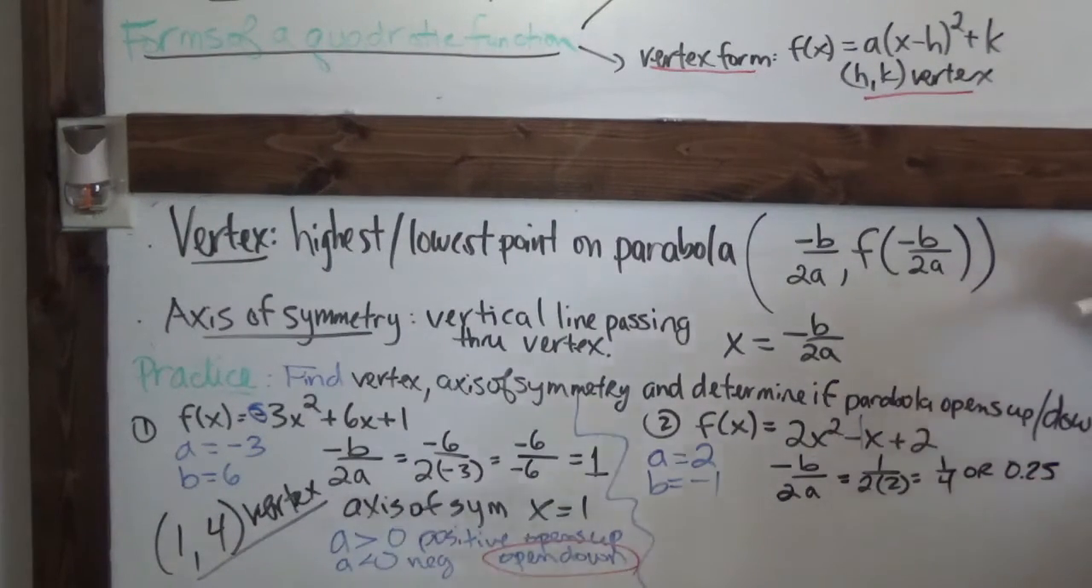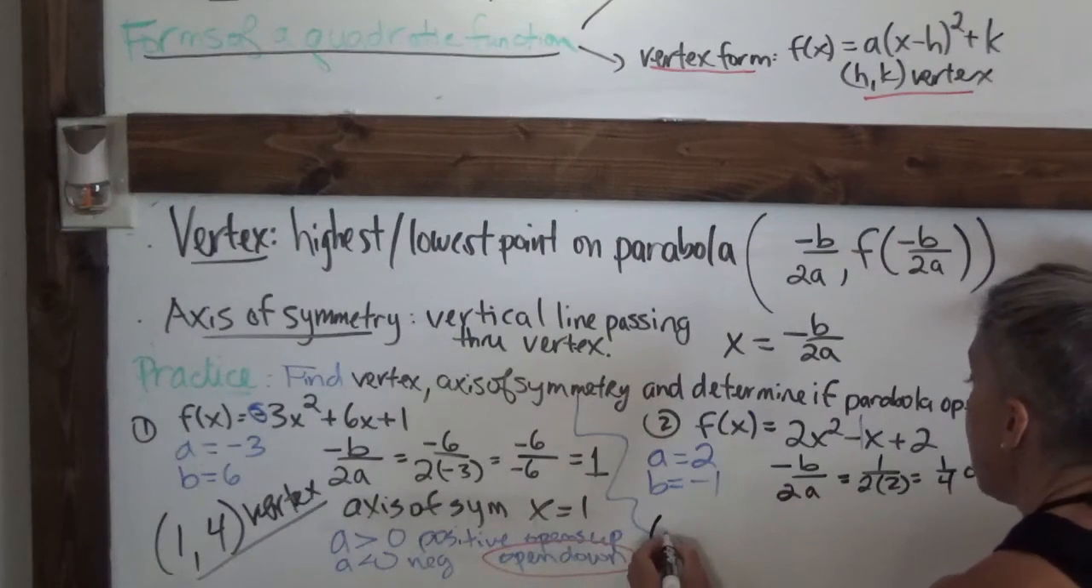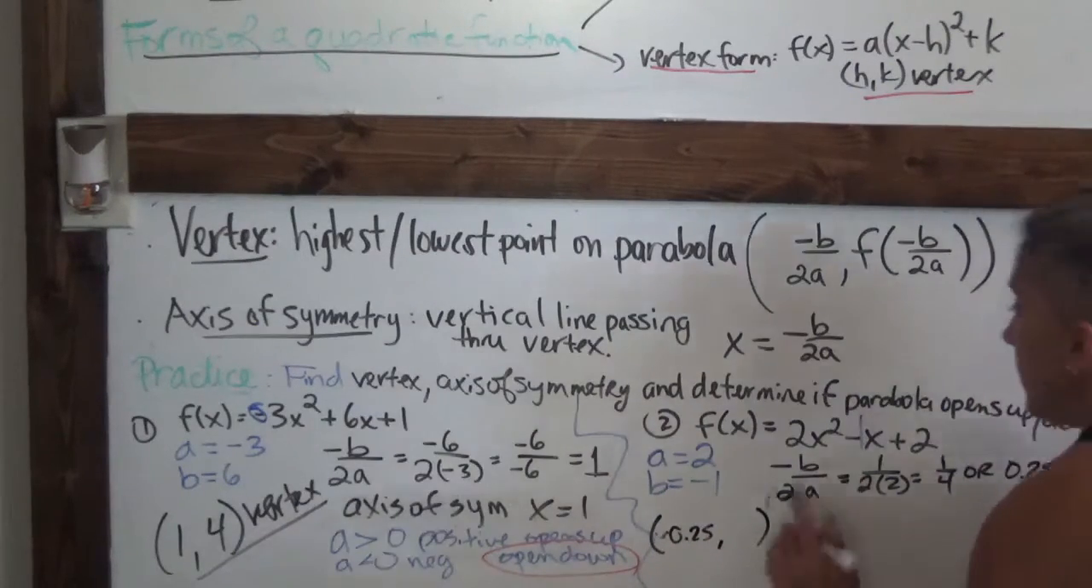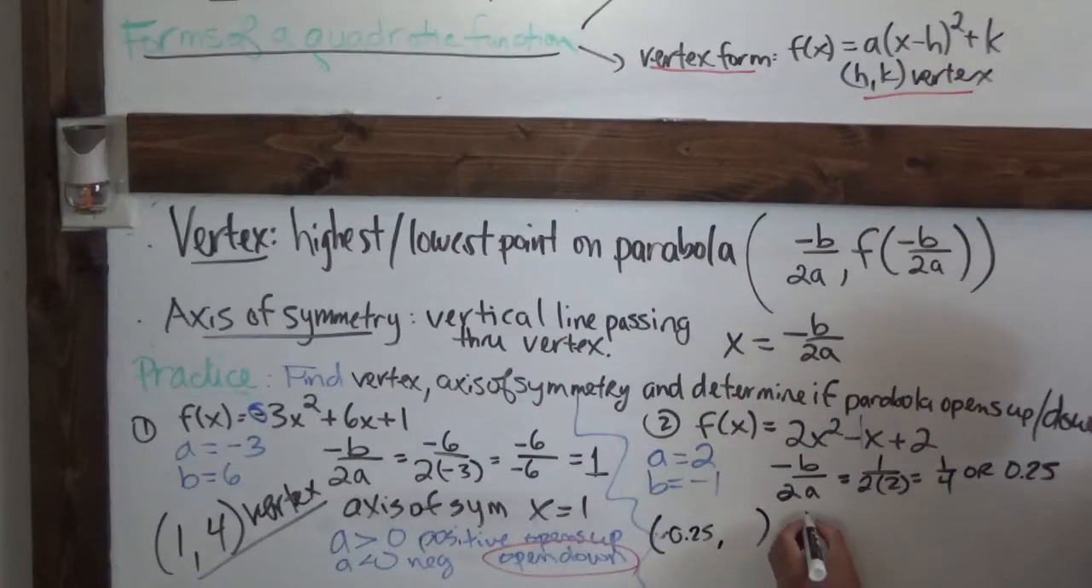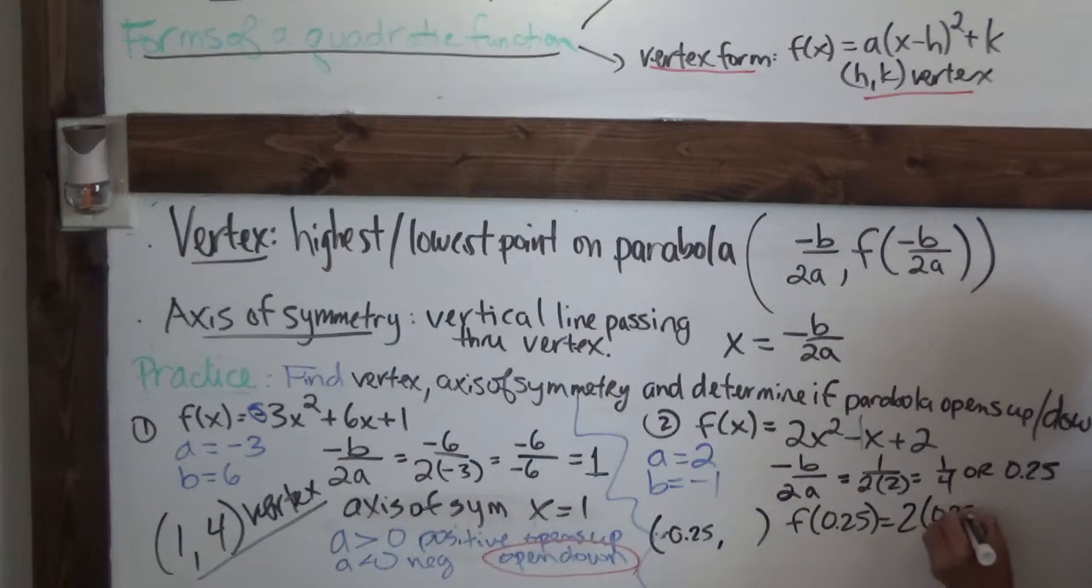I need to take this answer and plug it into this equation here. So I'm doing f of 0.25, going back in here and plugging in 0.25 for the x. 2 times 0.25 squared minus 0.25 plus 2. My suggestion for you here is to use your calculator to plug things in. Just be careful of your order of operations again.